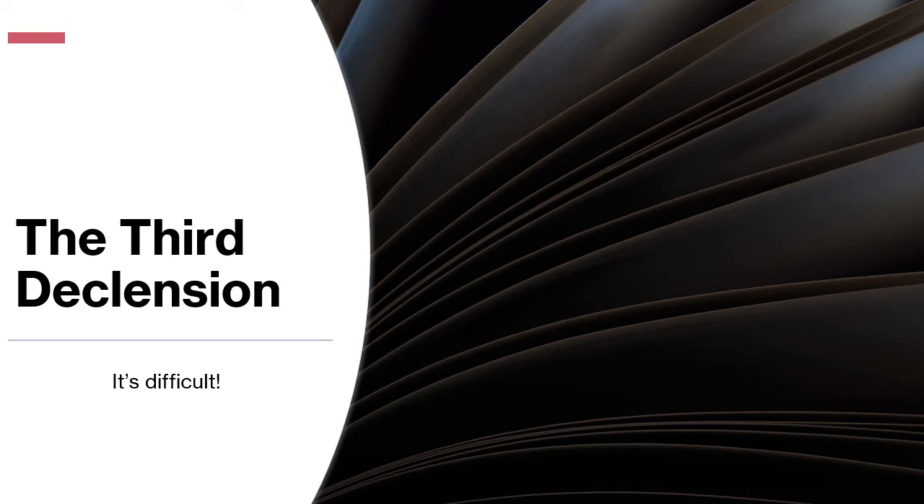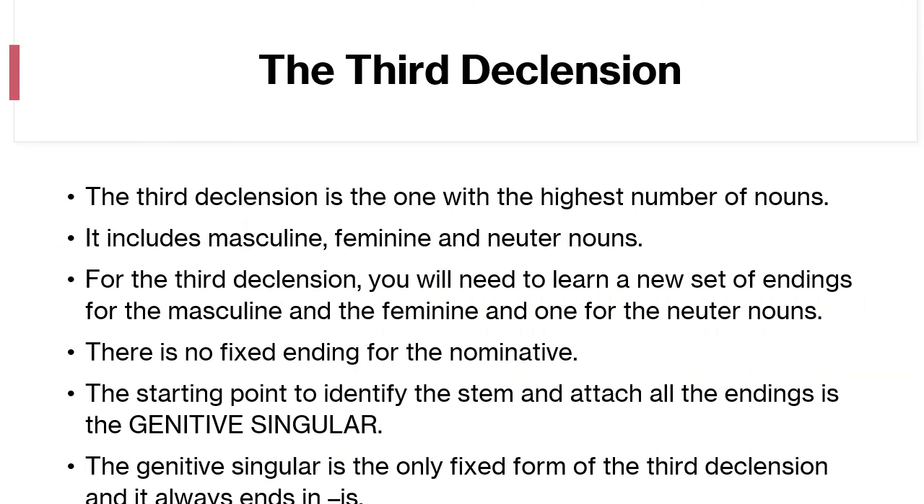Today we're going to talk about the third declension, which is a kind of difficult topic. So let us see some of the features of the third declension. The third declension is the one with the highest number of nouns, and it includes masculine, feminine, and neuter nouns. One hard thing is that for the third declension you will need to learn a new set of endings, which, as we will see, have also many variations. There is one for the masculine and the feminine, and one for the neuter nouns.